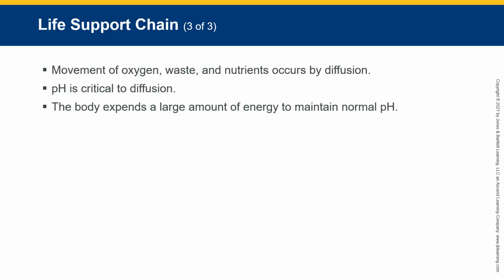Movement of oxygen, waste, and nutrients happens by diffusion, meaning things are moving from a high concentration to a low concentration. The higher the concentration, the faster the movement. pH is very critical to diffusion. Blood pH inside of the human body is 7.35 to 7.45 in homeostasis. Anything outside of that turns into pathophysiology. Your body spends a lot of energy to maintain a healthy pH and to make sure that everything in your system is staying at that homeostasis.